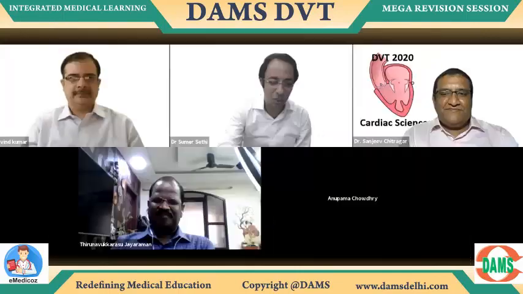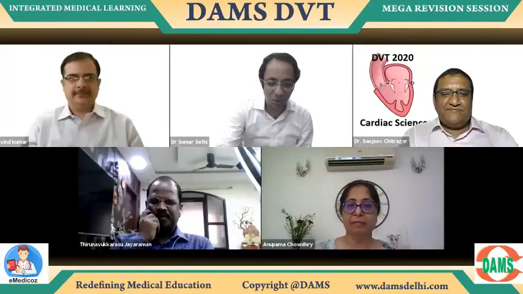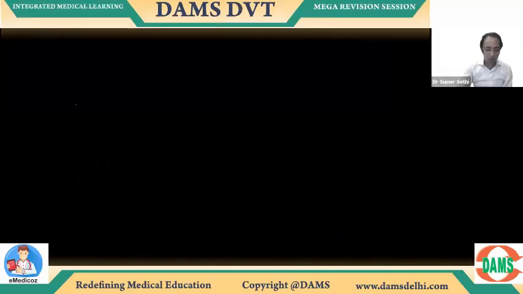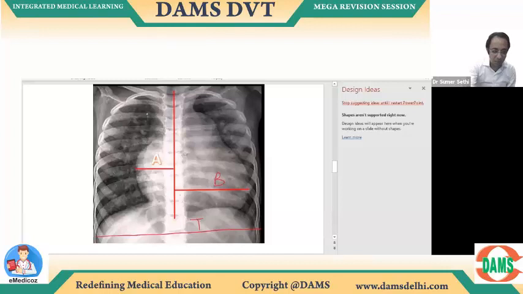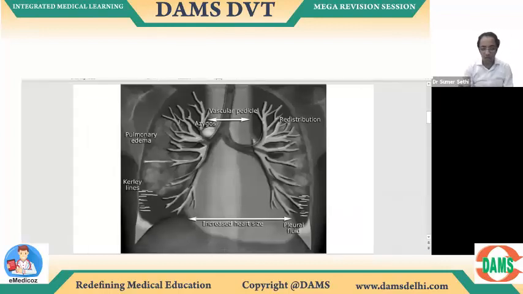So I'll now quickly do the X-ray part and get back to everything. Now, as far as radiology of chest X-ray of heart failure is concerned, I will try to put everything into one slide. The X-ray appearances of heart failure are because of increased PCWP leading to pulmonary edema.